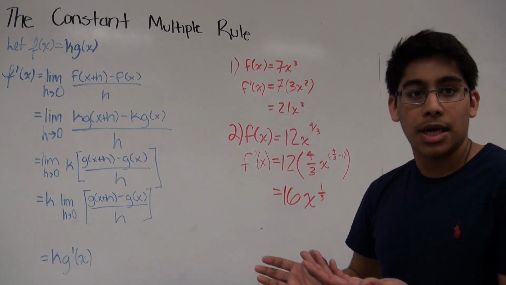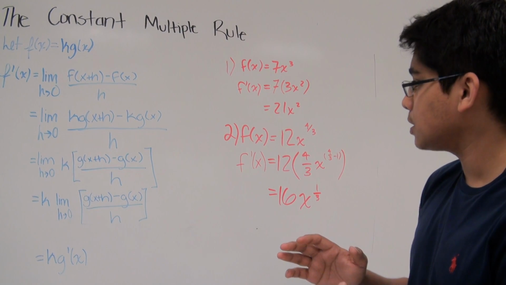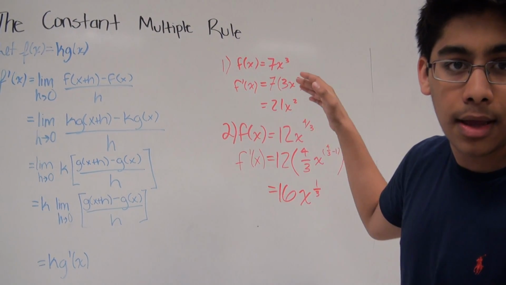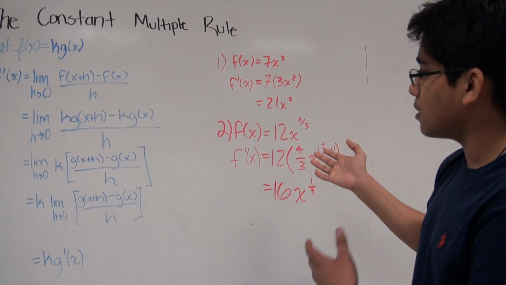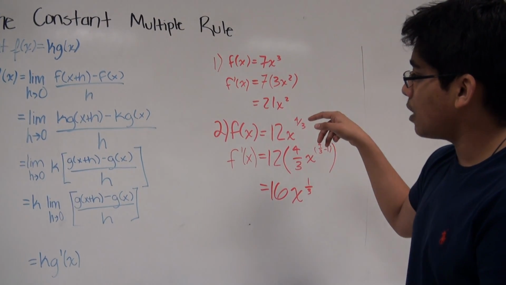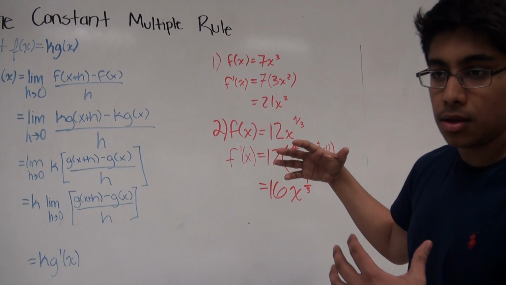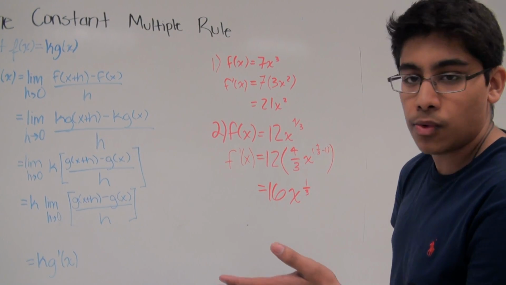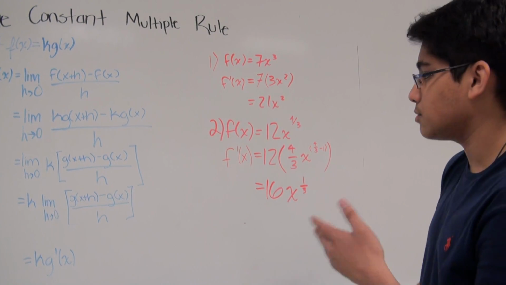The only difference is we take the k, or the constant, out first, and then once we find the derivative of the function, we multiply it back in. Now, it might not seem that useful, but if you have more than one function, it's pretty useful because it adds up.